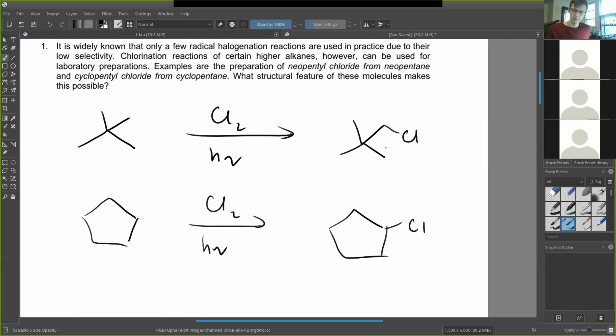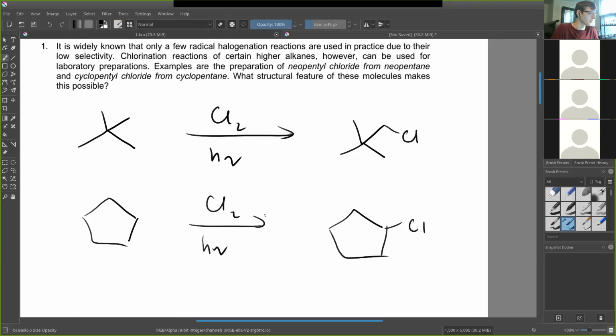Well, usually chlorine is really reactive. So for these molecules, you have secondary positions where you can chlorinate. So you won't get a very weird ratio of products where chlorine is in different places. It's going to be at the secondary position.